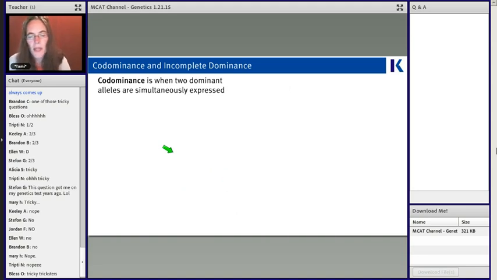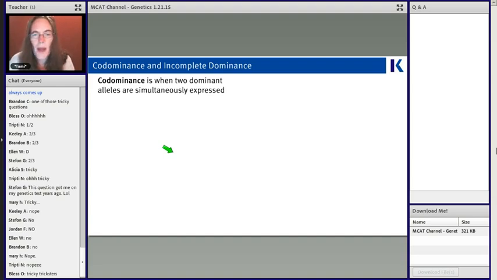Let's look at codominance and incomplete dominance. We know complete dominance says we mask it completely. Okay, our yellow and our green. Masks completely if they have the yellow allele. Codominance is when two things are expressed simultaneously.